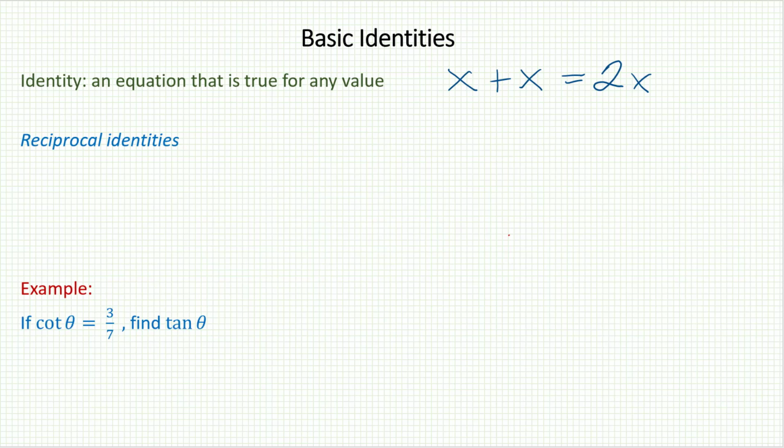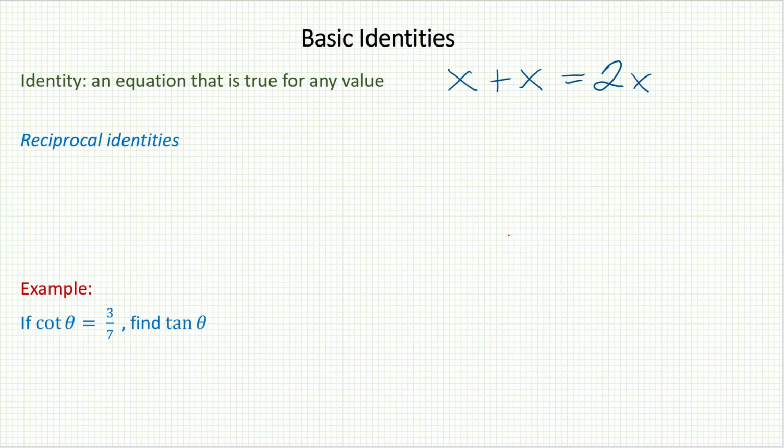Well, in trig, there are zillions of identities. There are just lots and lots because there are so many relationships between the different trig functions. The ones that we're going to introduce right now are so foundational that they really need to be committed to memory. The first group are called the reciprocal identities, and these are very simple.